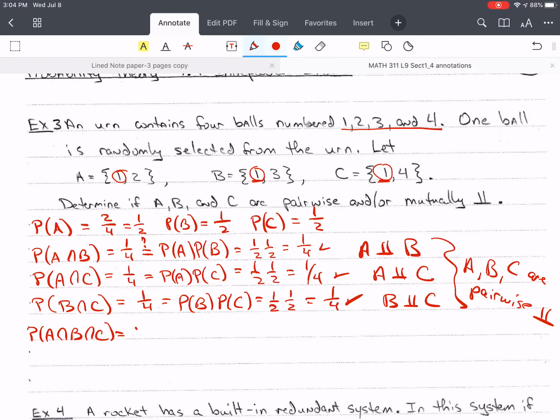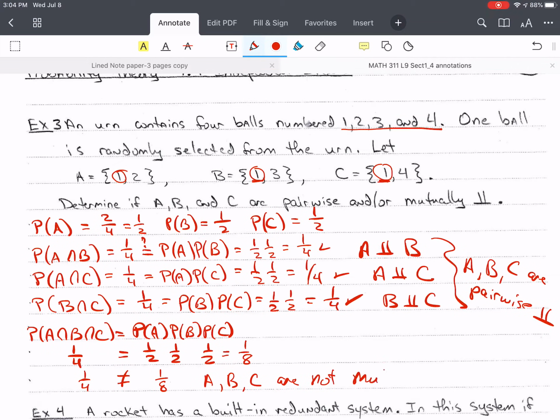Now finally, to check mutually independent, we have to check that the probability of A and B and C is equal to the probability of A times the probability of B times the probability of C. So again, A, B, and C, they all have the 1 in common, and it's the only thing, so that's going to be 1/4 for the probability. Then we've already figured out that the probabilities of A, B, and C are all 1/2. This is equal to 1/8. So 1/4 is not equal to 1/8. So A, B, C are not mutually independent events.